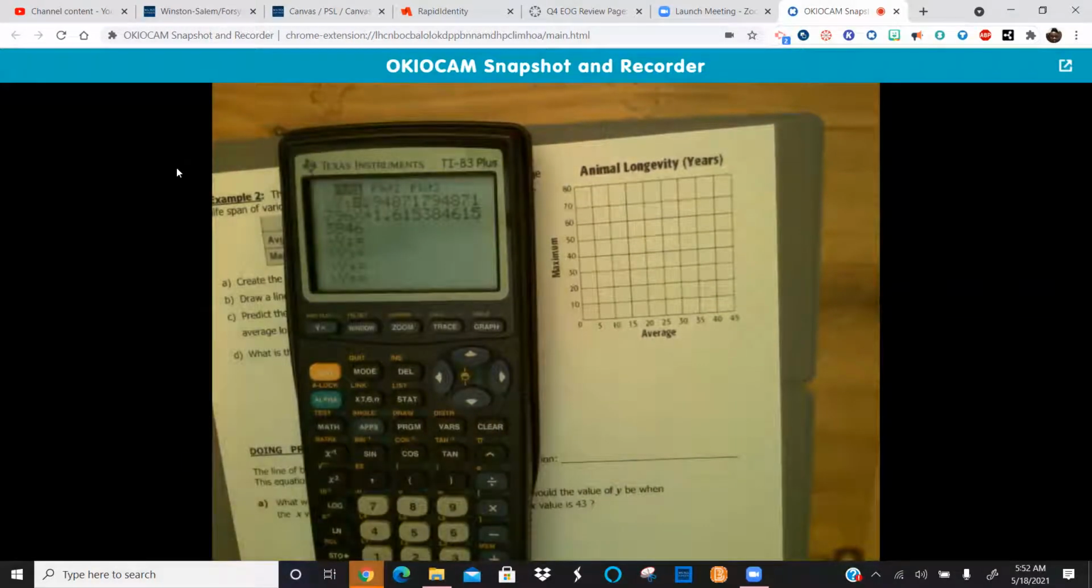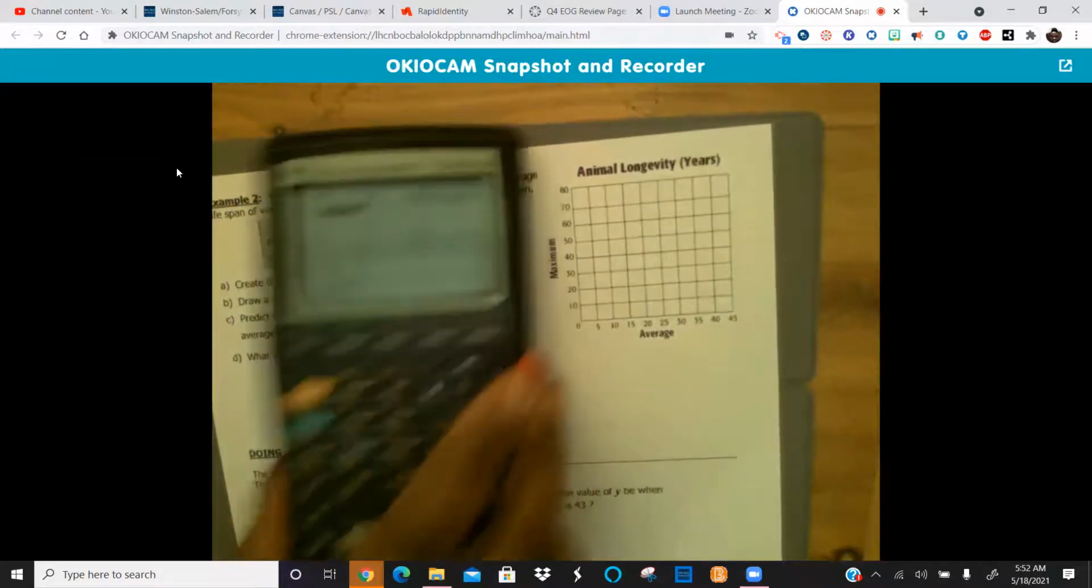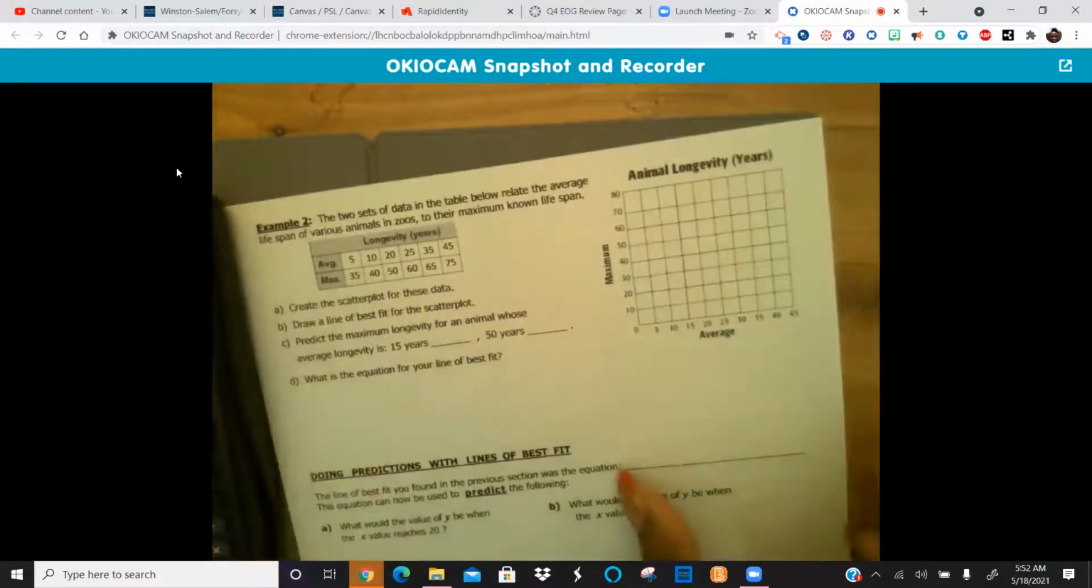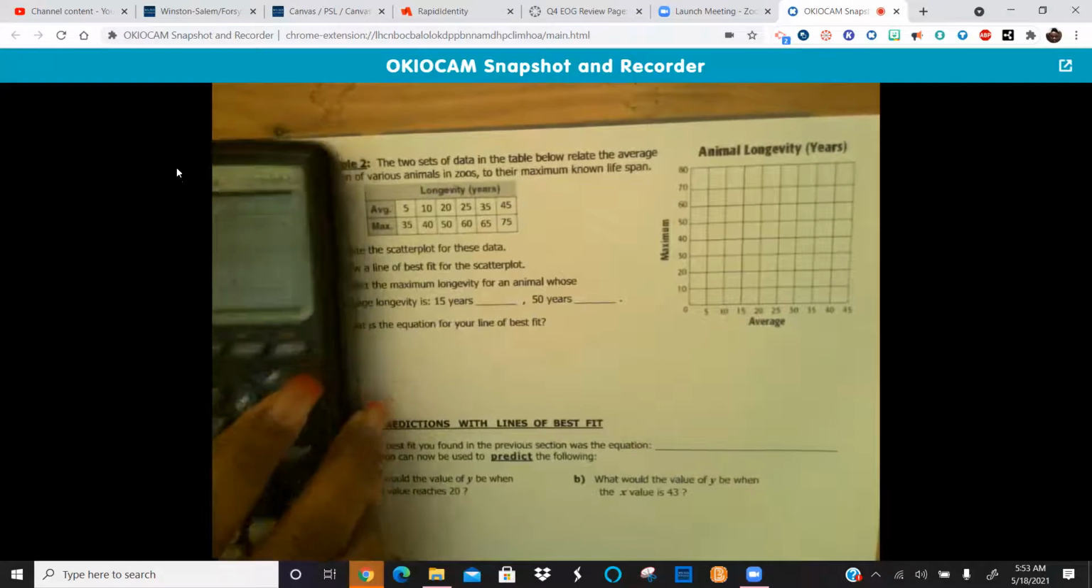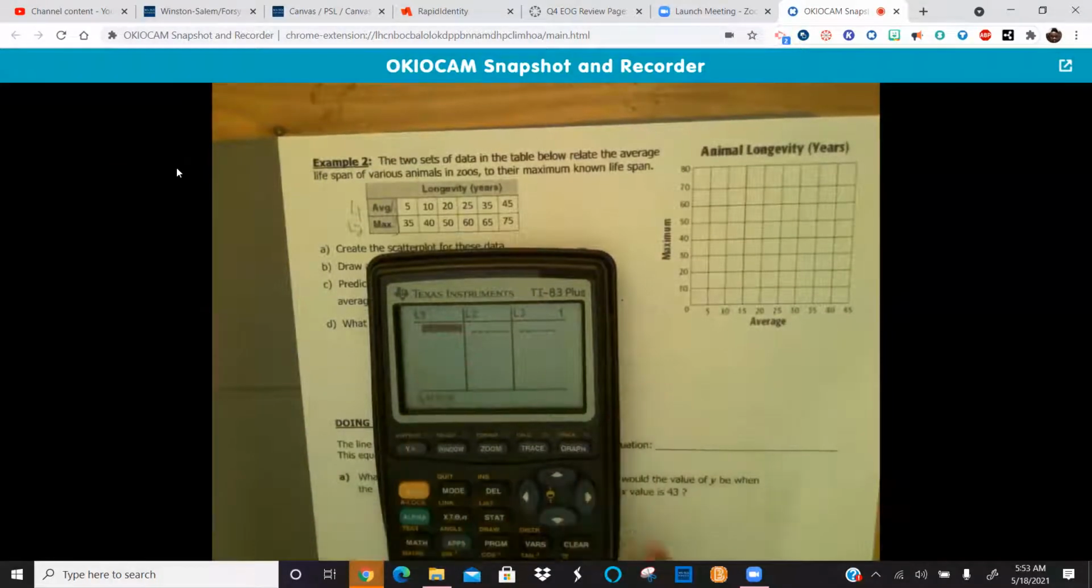I am going to clear my calculator. Second plus 7, 1, 2. Okay. And I'm going to go back to stat and I'm going to type in the points at edit. And let's type in these points, okay? Okay, so I'm going to type my X values in L1 and my Y values in L2. Okay. All right, so the first is 5, enter, 10, enter, or to use the down, 20, 25, 35, and 45. Okay, and go over.